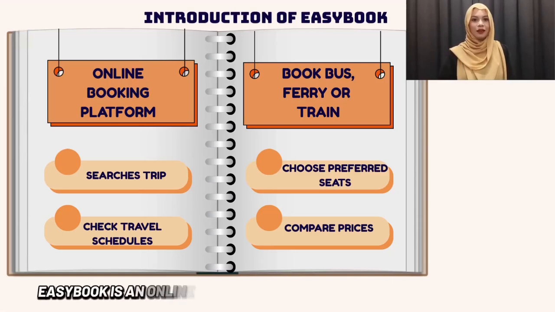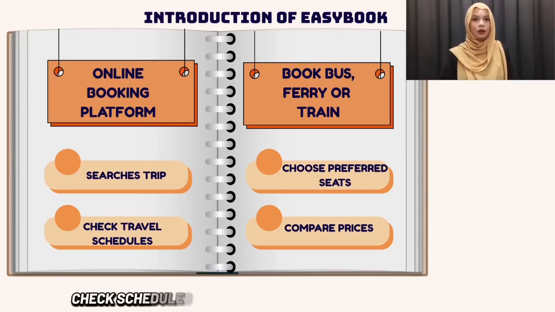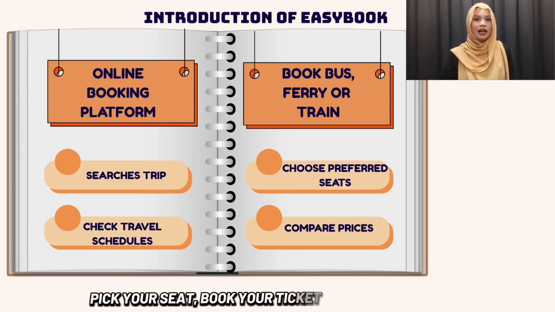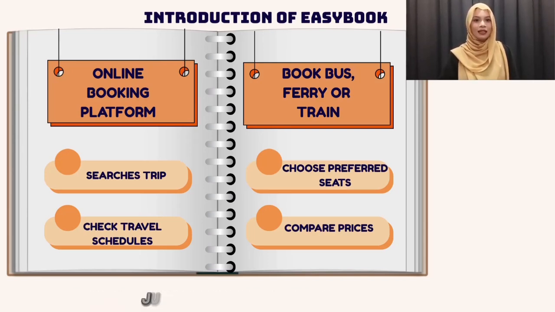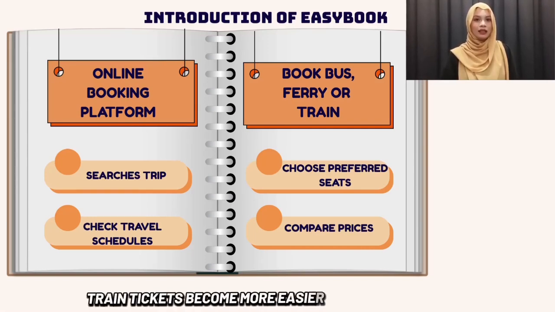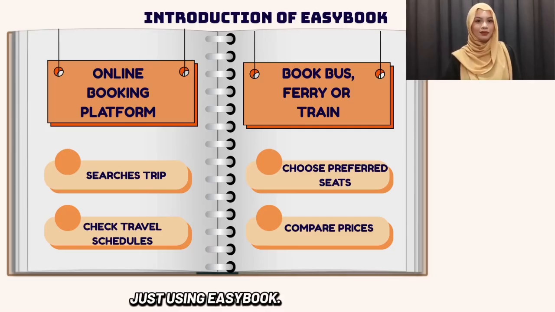Easybook is an online ticket booking platform that lets you search, check schedule, compare the price, pick your seat, book your ticket, and pay online, all in one place. Booking bus, ferry, or train tickets becomes easier just by using Easybook.